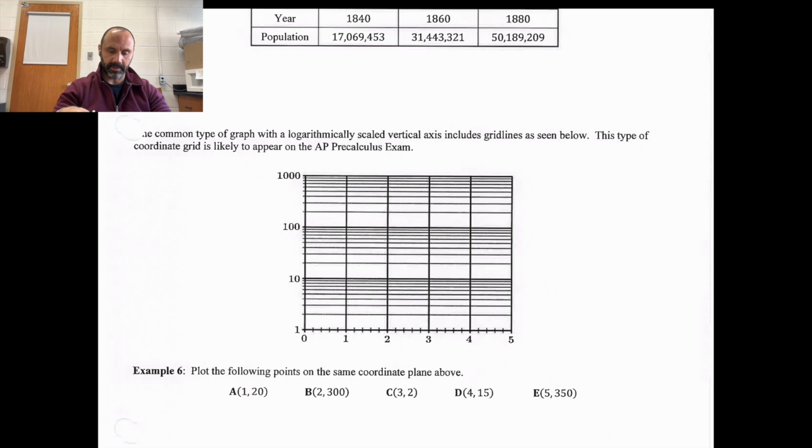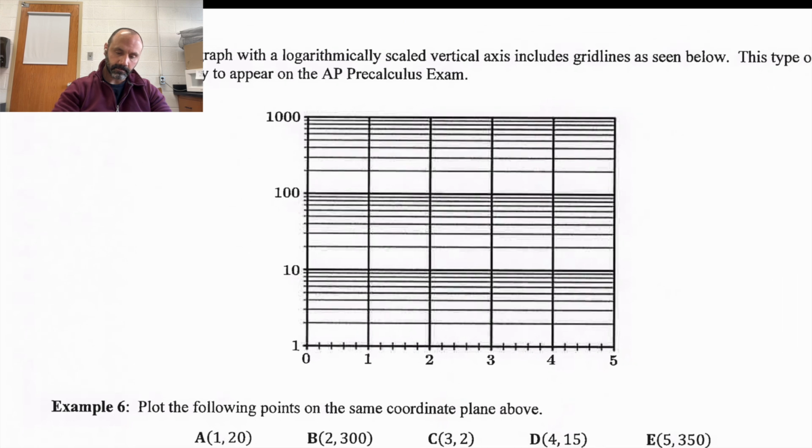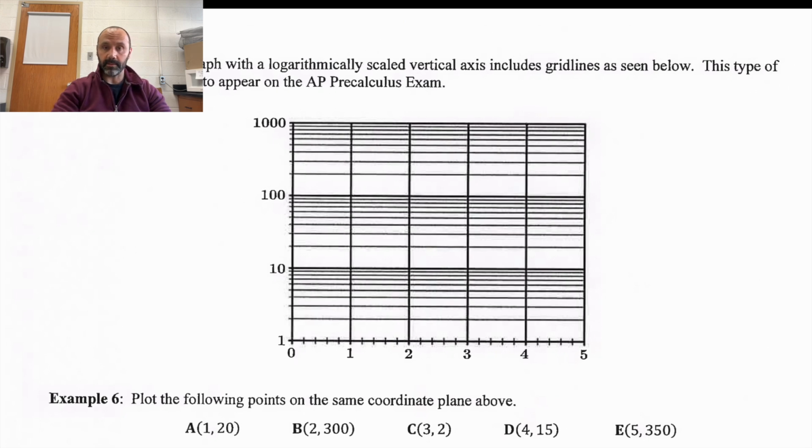It says plot the following points in the same coordinate plane above. So 1 comma 20. I go over to 1 horizontally, and then I'm looking for 20. Well, this is 10 right here, and so 20 is going to be right there, because this is going up by the powers. Once I'm at that new power of 10, it's going up 20, 30, 40, 50. And then from here, it goes up 200, 300, 400, etc. So this is going to be 1 comma 20. That's point A.